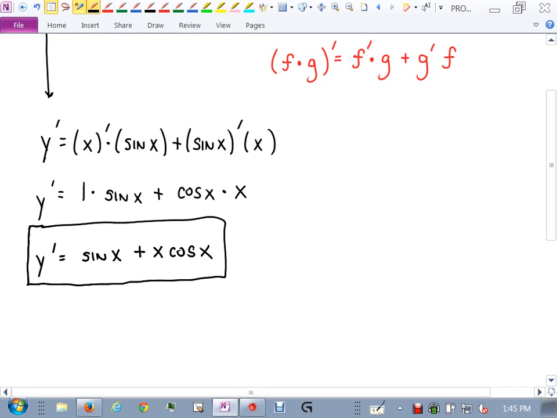Well, what becomes challenging is when you have to put all the rules together and you have a complicated function that involves multiple rules. That's where things can get a little bit nasty. All right, well, let's try something else.